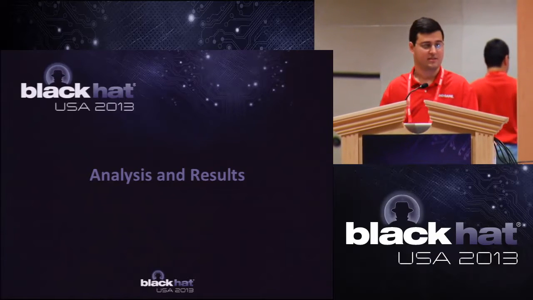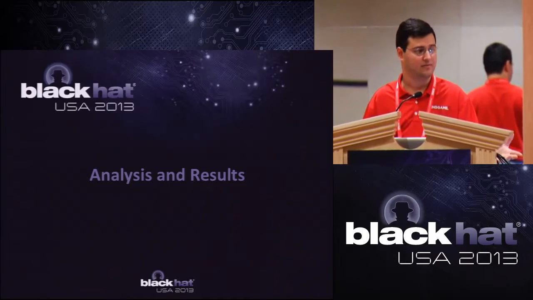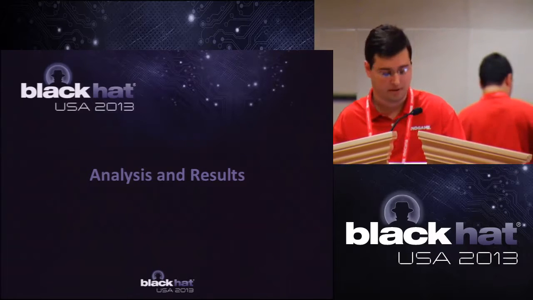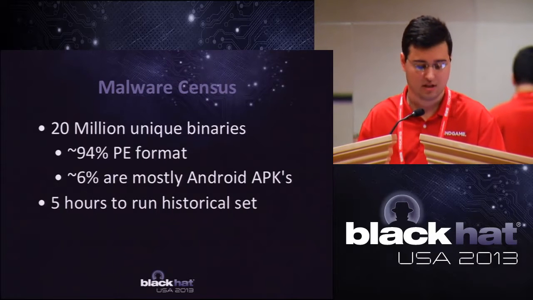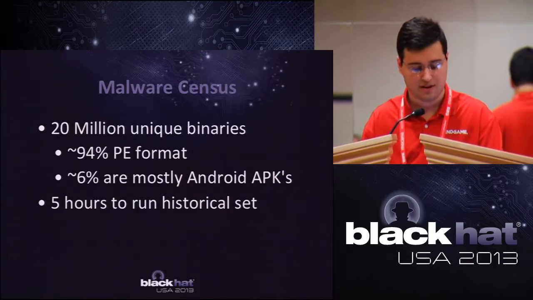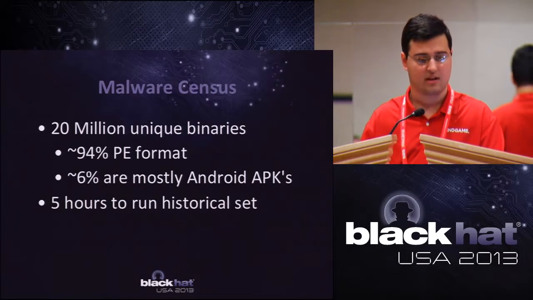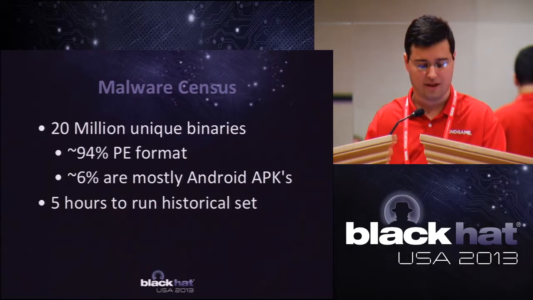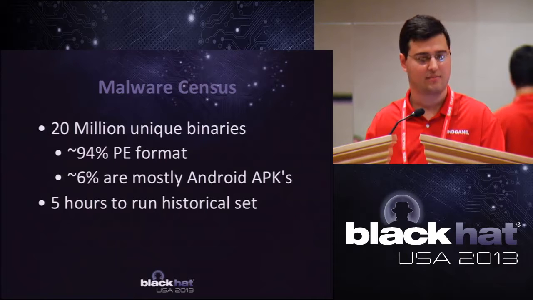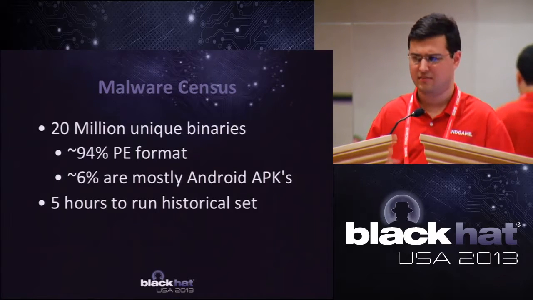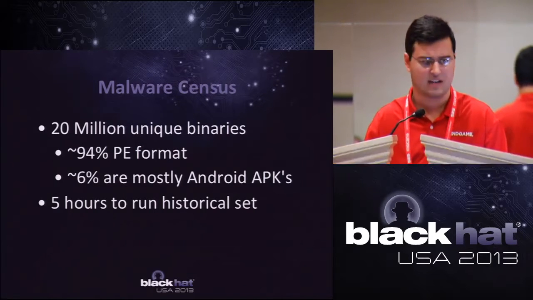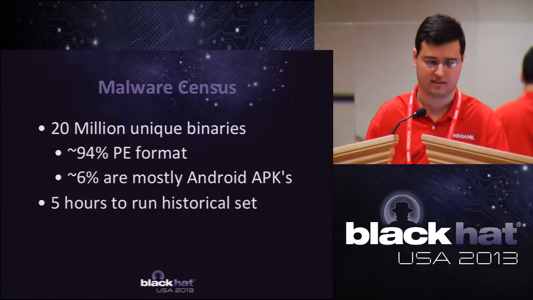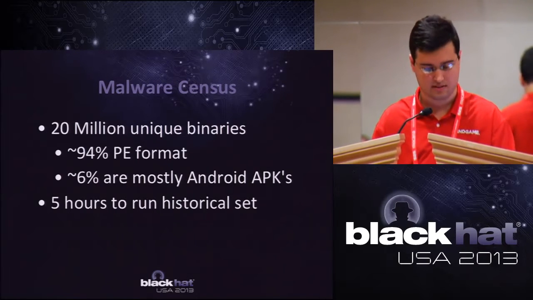So obviously we've been using the system internally for some time, and we've developed some results, and we're opening them up and we're sharing them now. Going back to the original part of this presentation, our historical data set is around 20 million unique binaries. 94% of them are in the PE format, about 6% are Android APKs and various things that run on the Dalvik JVM. And then there's some minuscule fraction left over that represents Macromedia Flash, PDFs, all sorts of other detritus that tends to get collected all at once.